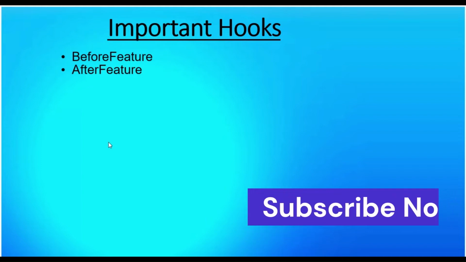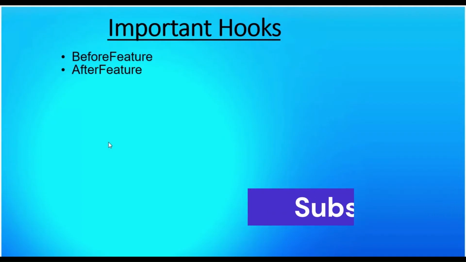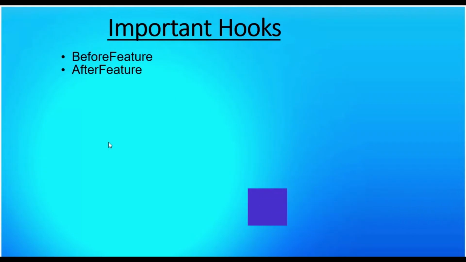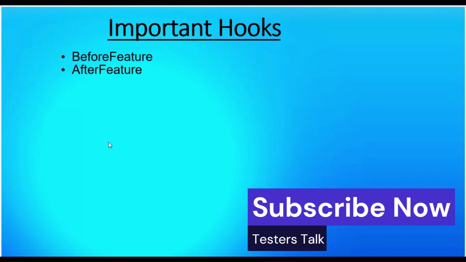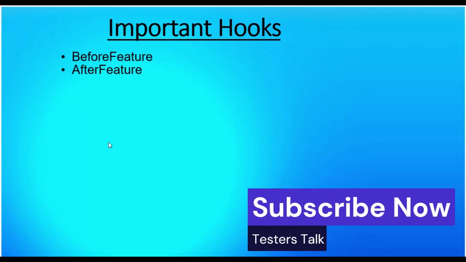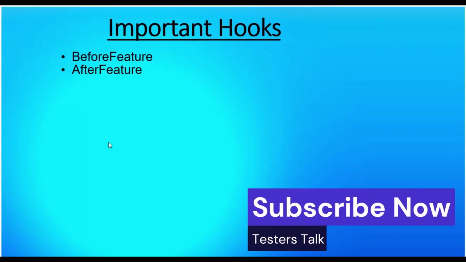So in the first hooks, that is a before feature. This code will get executed before executing any of the features in your automation framework. And the second one we have is after feature, and whatever code you have written in this after feature hook will be executed after executing any of the feature files.